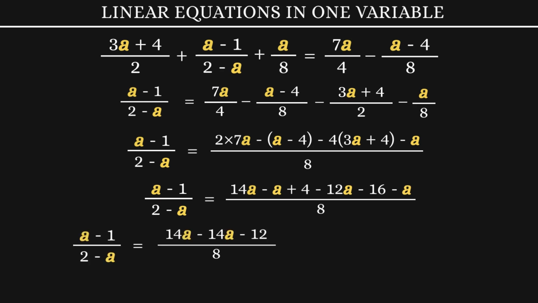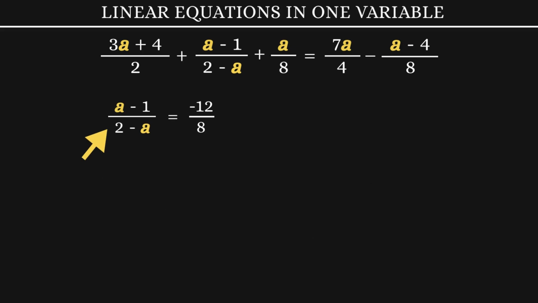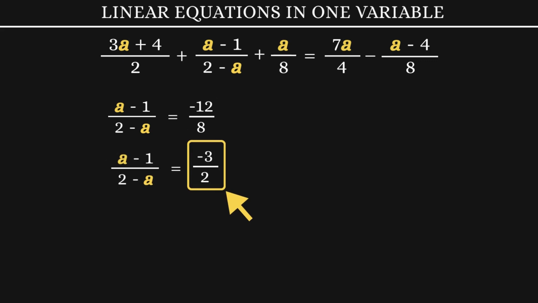Now, on grouping the like terms together, we find that the variable part becomes 0 and we are left with only minus 12 by 8. What we have now is the simpler version of our original question. Now, we'll simplify minus 12 by 8, which will result in minus 3 by 2.